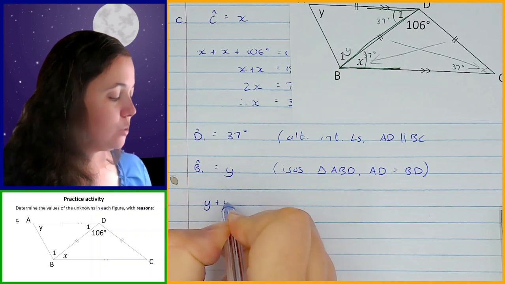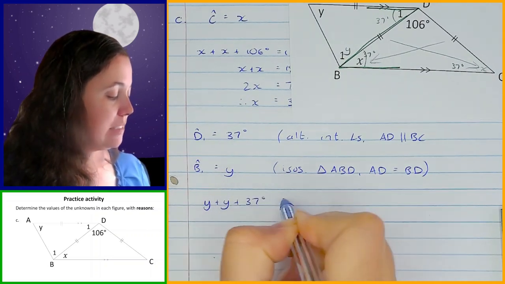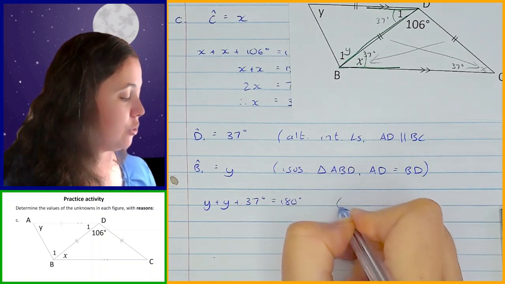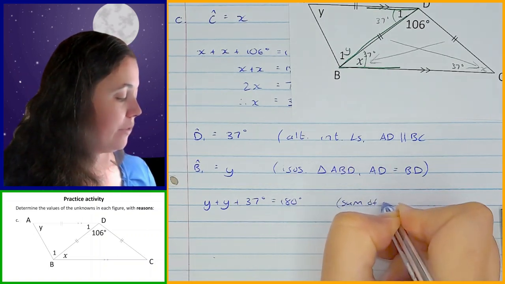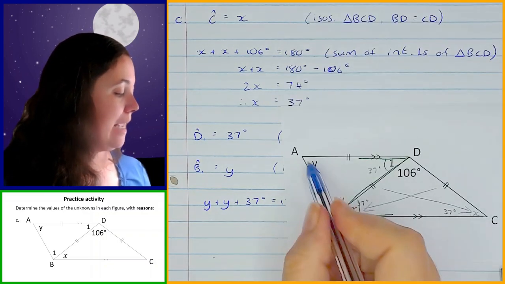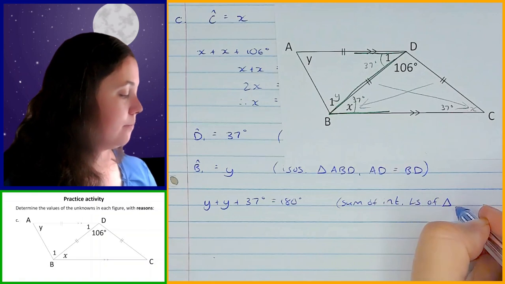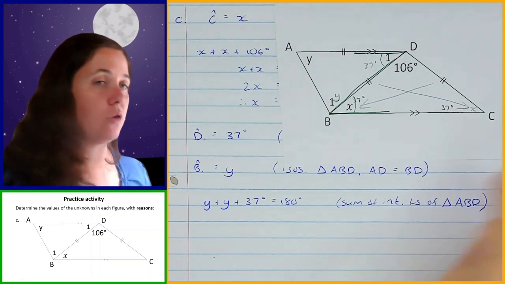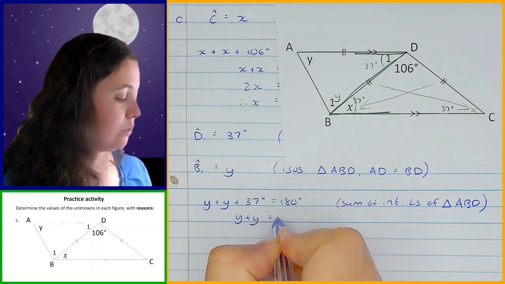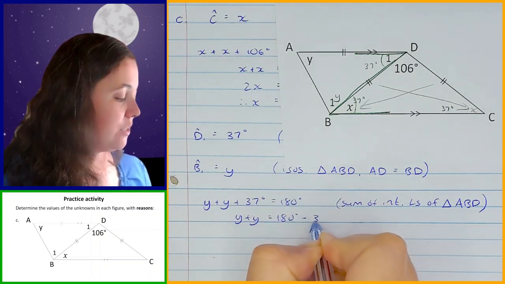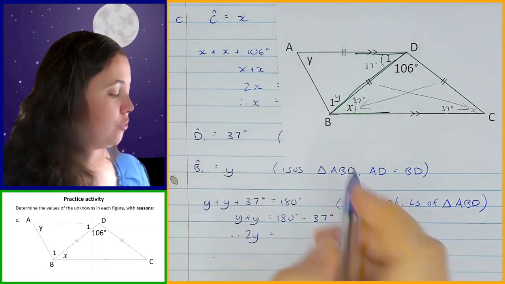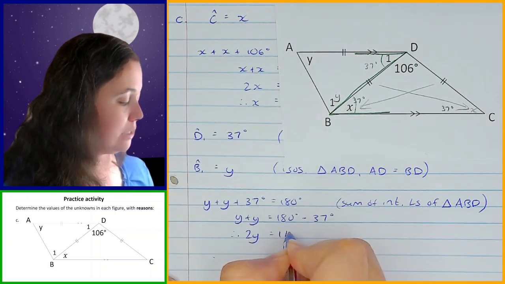So y plus y plus 37 degrees equals 180 degrees. And that is because of the sum of the interior angles of triangle ABD. Okay, now I can go and solve for y. So this gives me y plus y equals 180 degrees minus 37 degrees. So therefore, 2y is equal to 143 degrees.